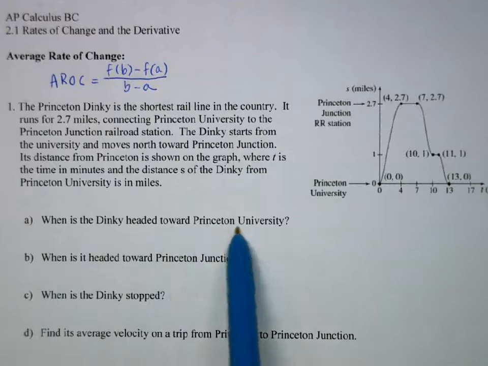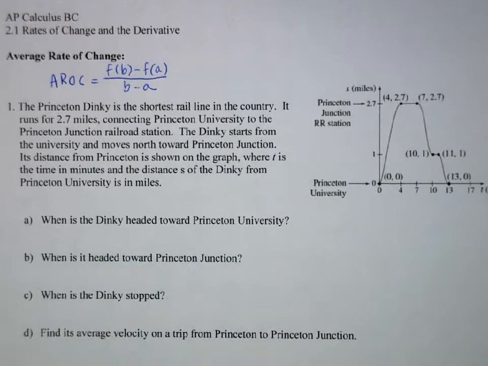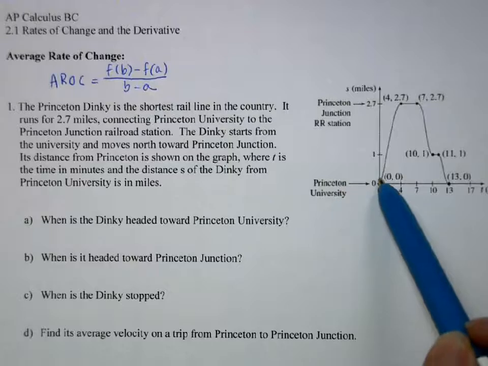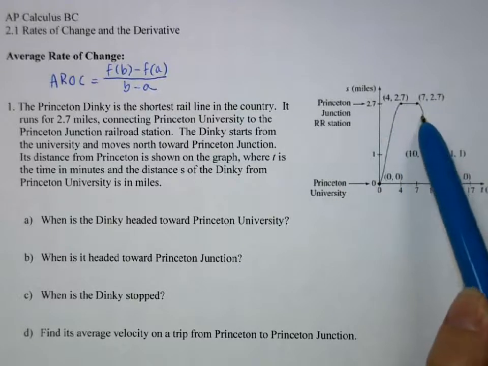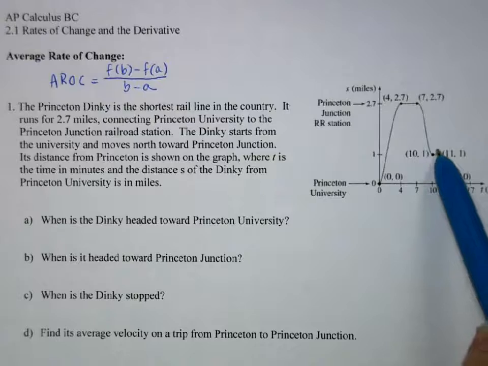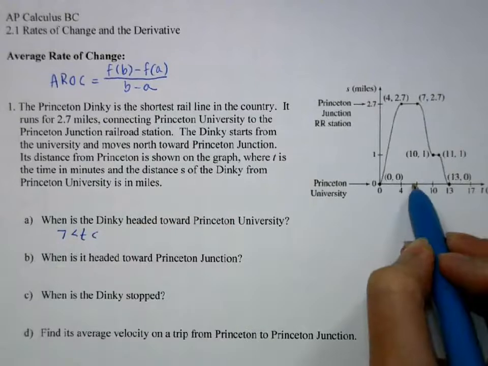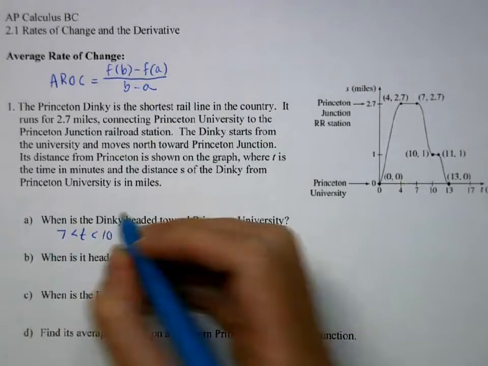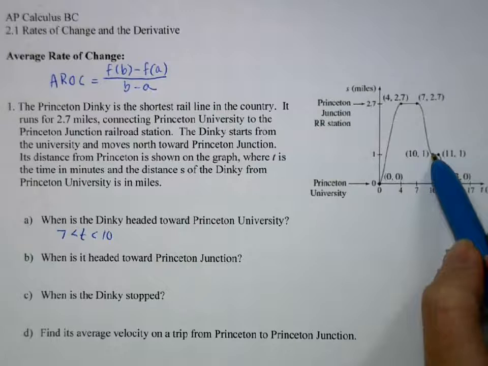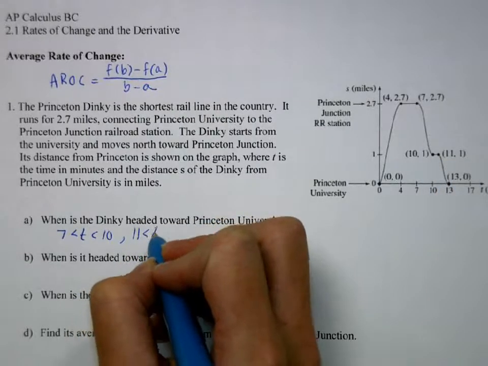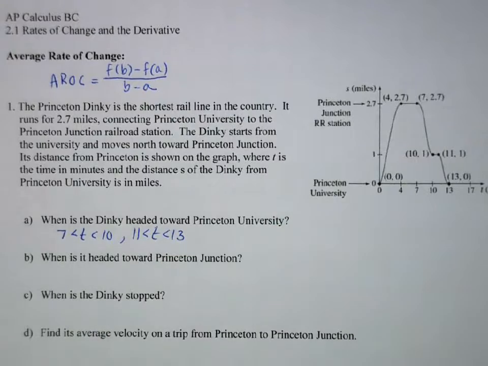So when is the Dinky headed towards Princeton University? Princeton University is here. It's going away from Princeton University, and then it's heading towards here and here. But there's this little place where the position isn't changing, from 10 to 11. We're taking a little break. Then from 11 to 13, we're headed towards Princeton University.